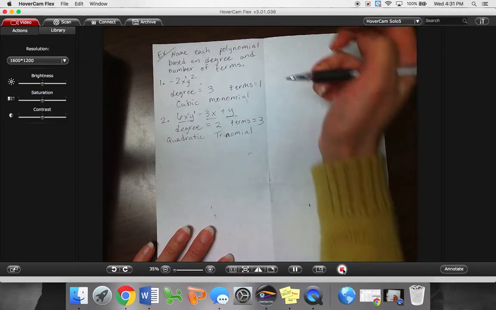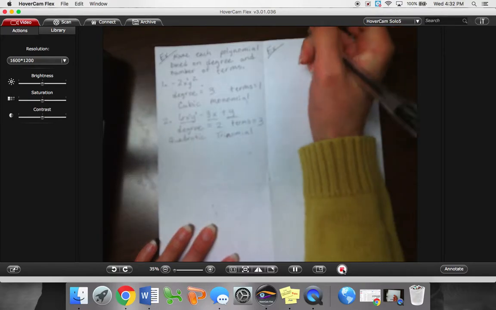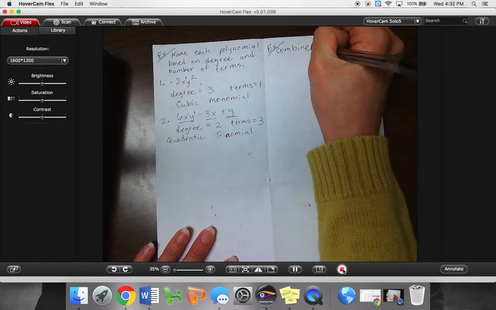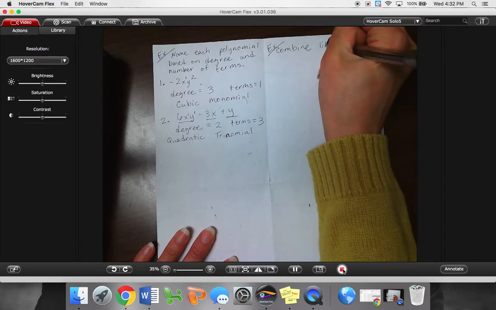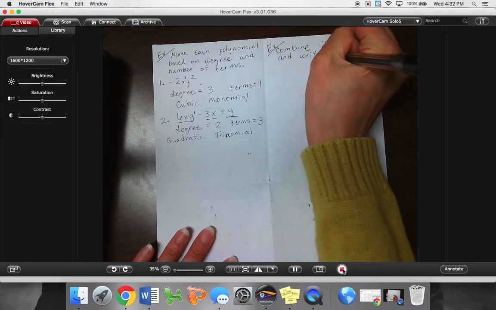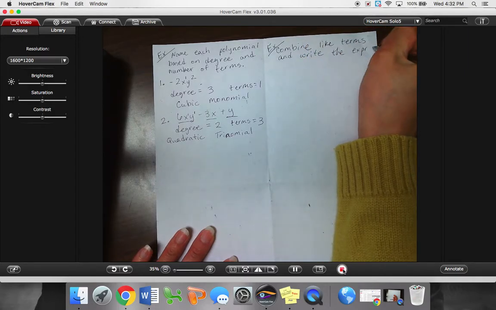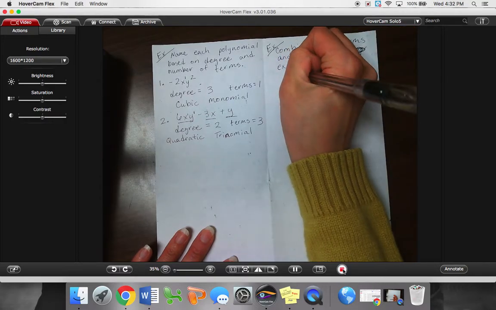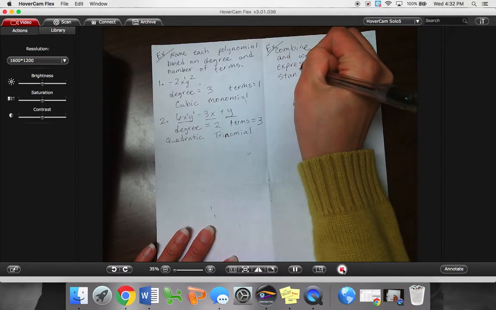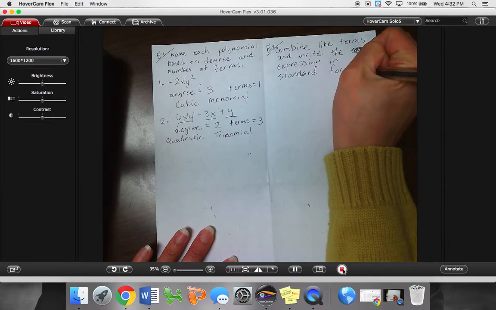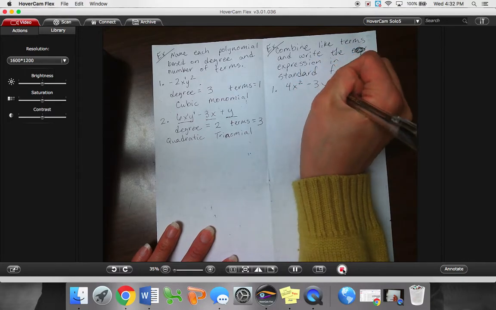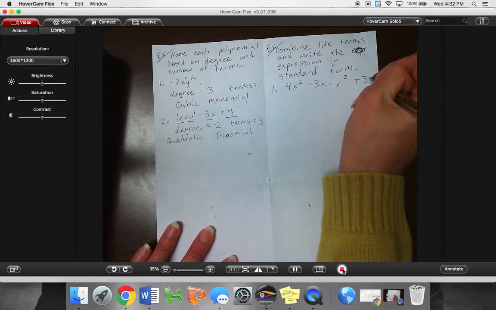Moving on to the next box. The next example is going to have the directions: combine like terms and write the expression in standard form. Number 1, 4x squared minus 3x minus x squared plus 3x.